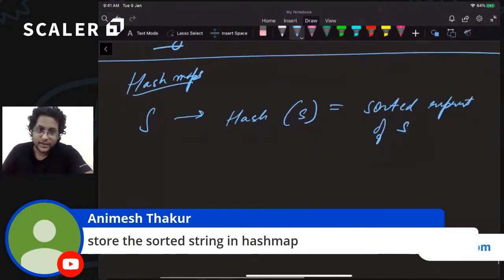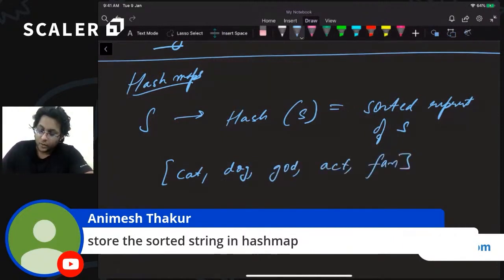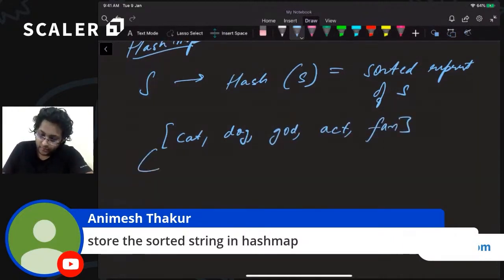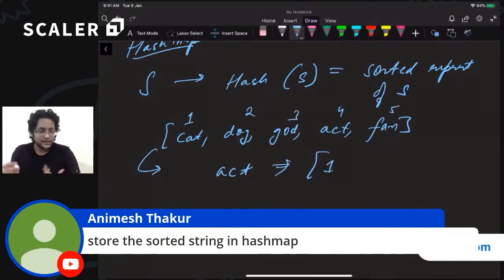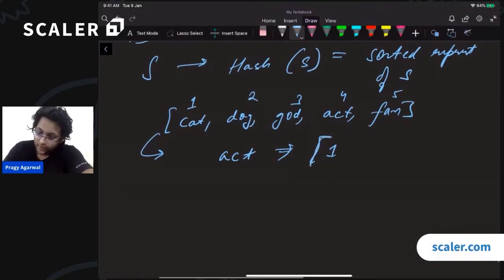So now things become very simple, right? If I have, let's say, cat, dog, god, act, and fan, what I can do is look at the first string. And if I sort this, I will get ACT. For ACT, I will store the value 1. So this is index 1, 2, 3, 4, 5, and suppose that the indexes are starting from 1. So for act, I will store that this string sorts to act.